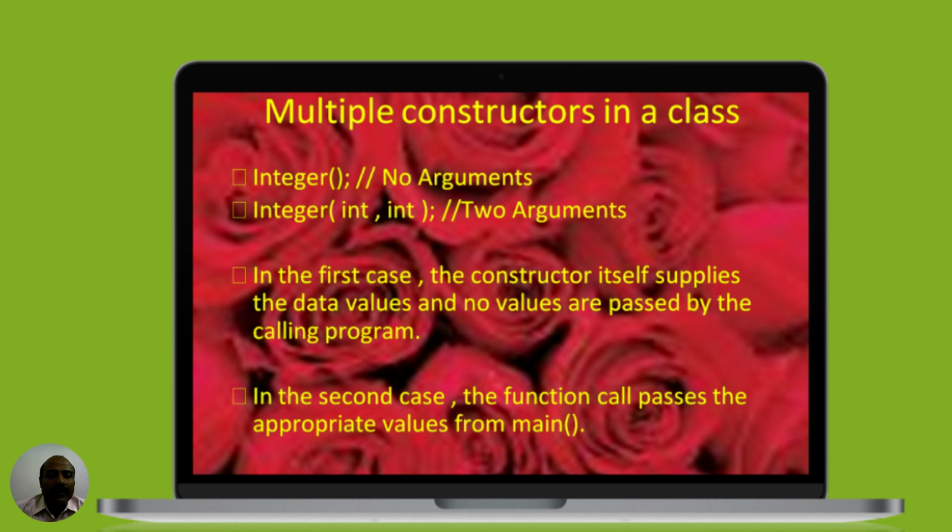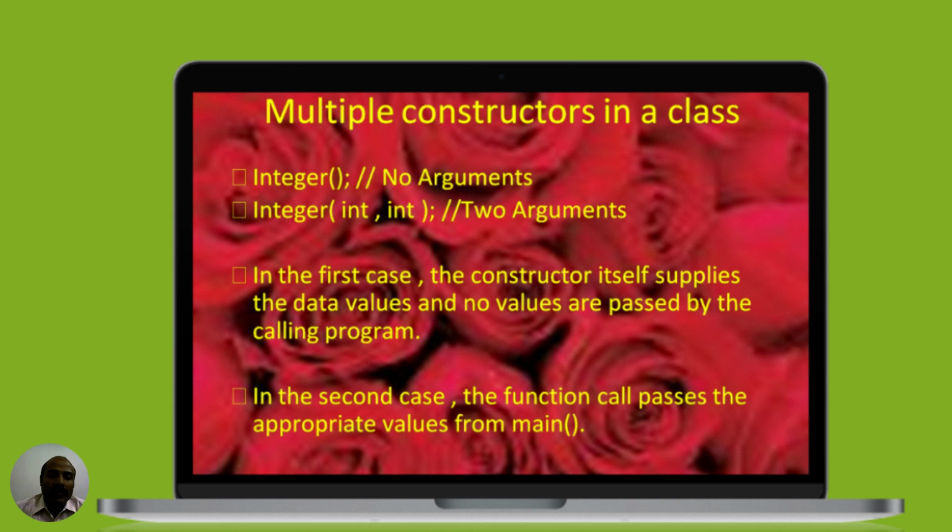Here we use Integer followed by open and close parentheses and a semicolon. It is a no argument constructor, because within the brackets there is no argument. After that, in the next line we have two arguments, int and int, two arguments of the type integer. In the first case, the constructor itself supplies the data values and no values are passed by the calling program to the called program.